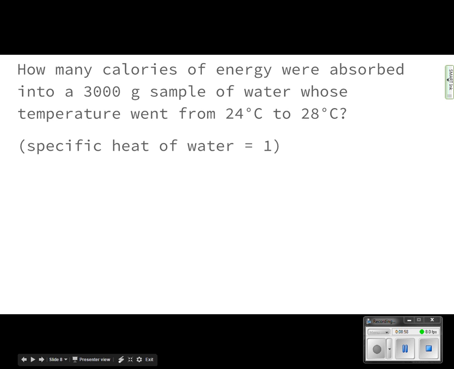The first one is, how many calories of energy were absorbed into a sample of water, that's a 3,000 gram sample of water, whose temperature went up from 24 to 28 degrees Celsius. And we know that the specific heat of water is equal to 1.